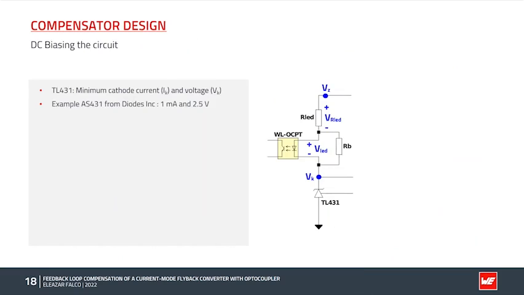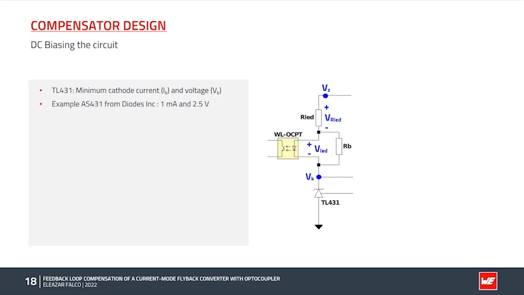But for the compensator circuit to operate as shown before, the TL431 and the optocoupler need to be properly DC biased. In particular, both transistors must operate in their active region in steady state conditions. Starting with the TL431, it requires a minimum cathode current of around 1 milliamp and a minimum cathode voltage equal to its internal reference voltage.